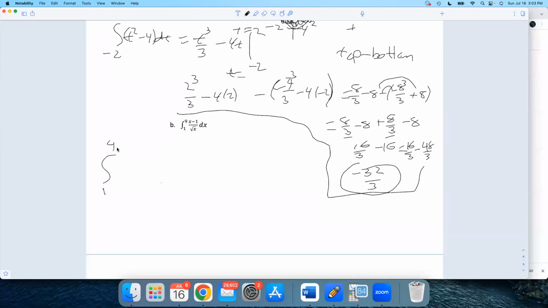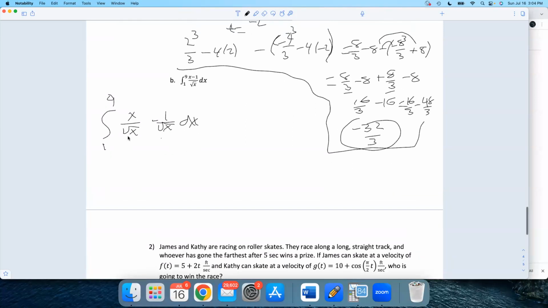You are always allowed to split up numerators. If you have a sum or a difference on top, you're allowed to split that up as a bunch of different fractions. That's just how fractions work. So I can split that numerator up and write that as x over junk minus 1 over junk. Okay, now let's think about powers of x. That's x to the 1/2.